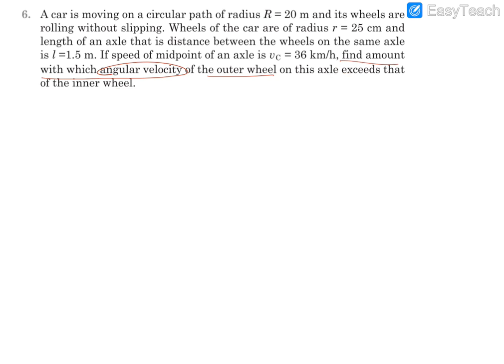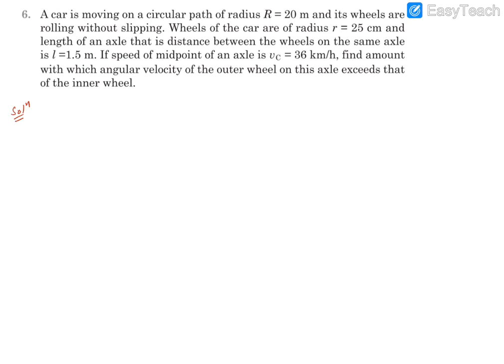wheel. You must have observed when the car moves on a circular track, the outer wheel has to have more angular velocity, RPM, more rotations per minute or per second, because it has to cover more distance. So this question is trying to use those concepts.